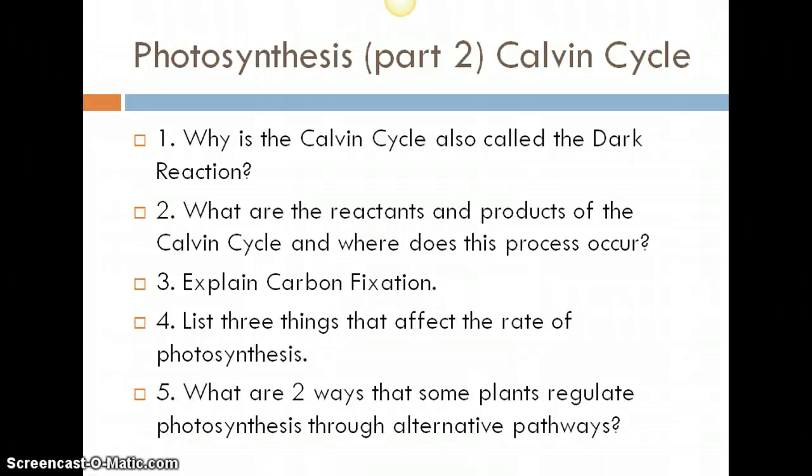Why is the Calvin cycle also called the dark reaction? Number 2, what are the reactants and products of the Calvin cycle and where does this process occur? Number 3, explain carbon fixation. Number 4, list 3 things that affect the rate of photosynthesis. And number 5, what are 2 ways that some plants regulate photosynthesis through alternative pathways?